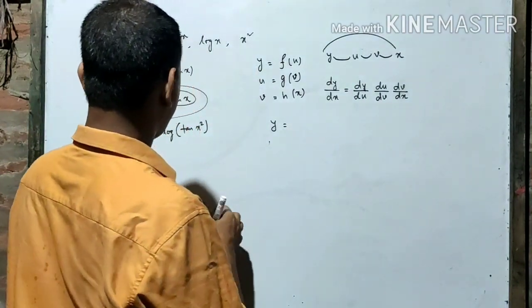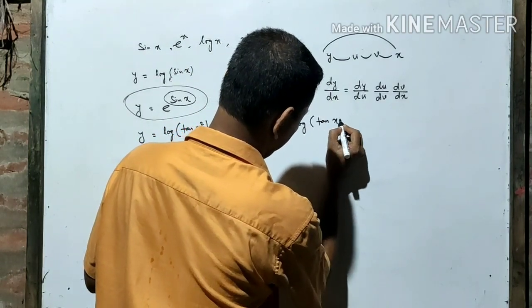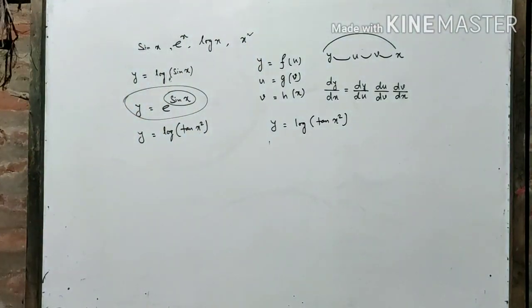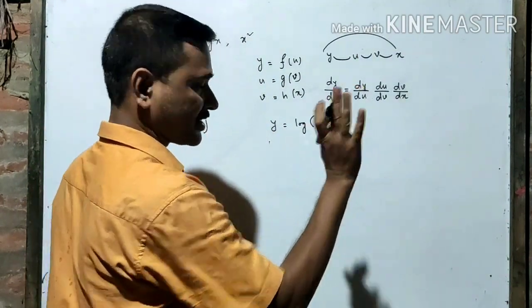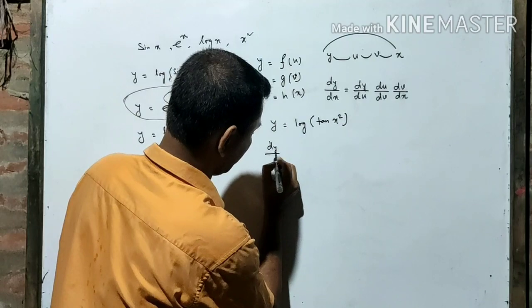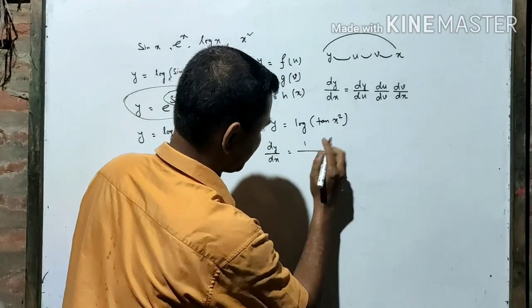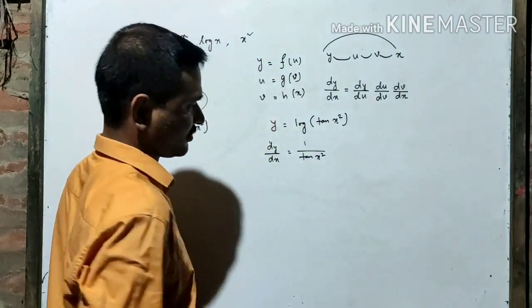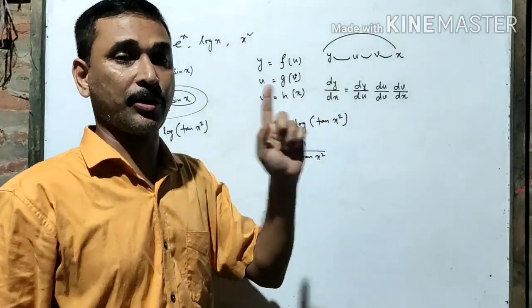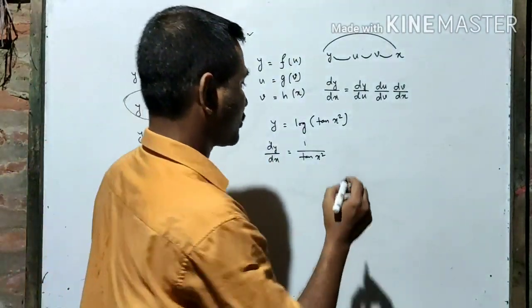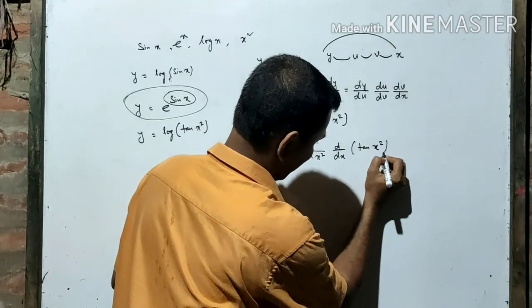This one, log of tan of x square. What is this function? We will treat it as log x, and treat this whole thing as x. So dy/dx: this is log x, and the derivative of log x is 1 by x. Now what is x here? x is tan x square. In place of x there is tan x square, which is not x but a function of x. So its derivative will be multiplied here, d/dx of tan x square.